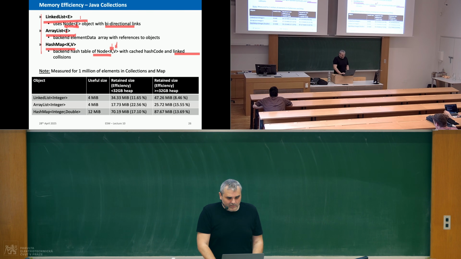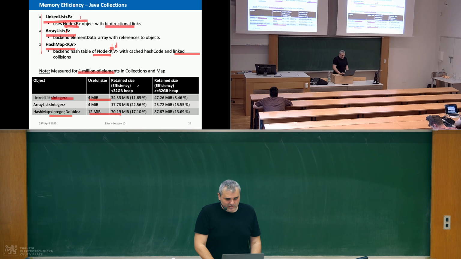So if we now look at the example where we measure 1 million elements inserted in these standard collections, to simplify that, just integers, 1 million integers inserted in this standard collection, we can study the memory efficiency in this case. So what is the useful size? 1 million integers, an integer is 4 bytes, so 4 millions, MB, millions, not the mega. That's the million really. 4 millions. In case of a hash map where we have integer as a key and double as a value, integer, double, 12 million size.